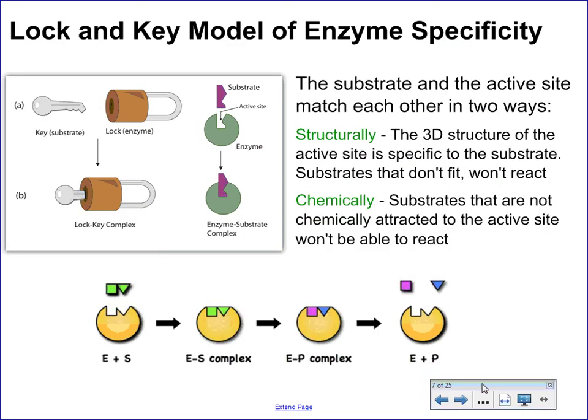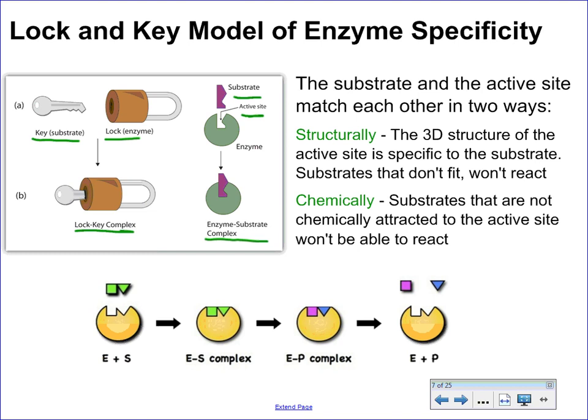So there are a few different models for describing this enzyme specificity that occurs. The first model is referred to as the lock and key model. So you basically have a key that will fit a particular lock, and only that particular key can fit into that lock to create a lock-key complex. Much the same way, an active site has a specific shape that will only fit a specific substrate, which will create an enzyme substrate complex.